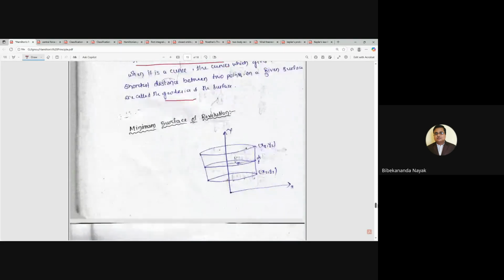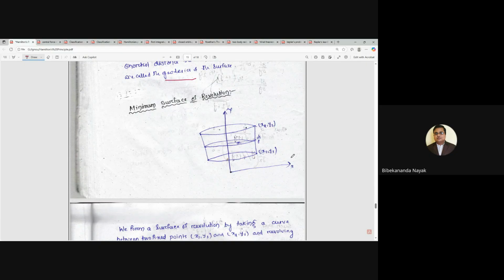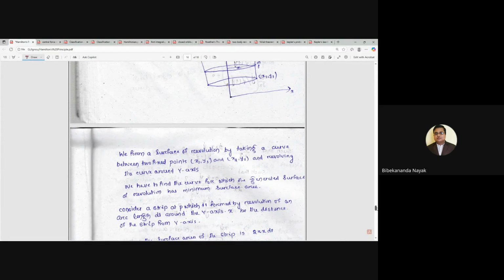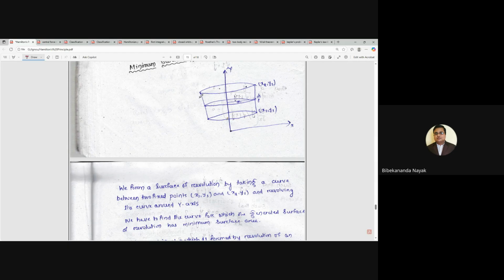Similarly, we have another problem, minimum surface of revolution. We have to revolve a curve of some length around the y-axis to get a surface. We find the curve for which the revolved surface has minimum surface area. This is the problem. So how do you check? We have to take the surface area at one point, then integrate it. The whole surface area we have to check is minimum, then it satisfies this Euler-Lagrange equation. So we form a surface by revolving this curve around the y-axis.